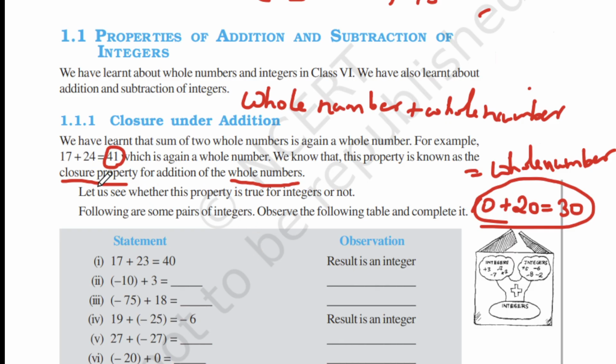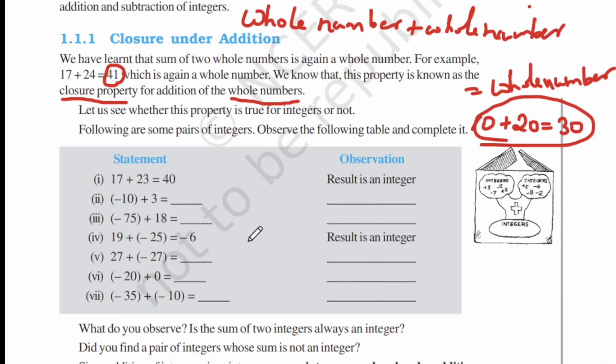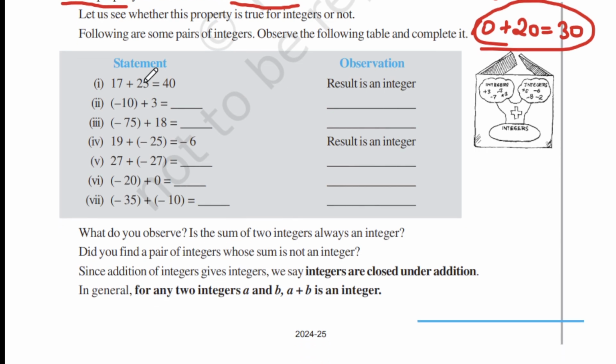So let's see whether this property is true for integers or not. They are checking whether it is true for integers or not. Following are some pairs of integers; observing the following table, complete it. So let's complete this table. We have statement and observation: on the left hand side we have the statement and on the right hand side we have the observation.